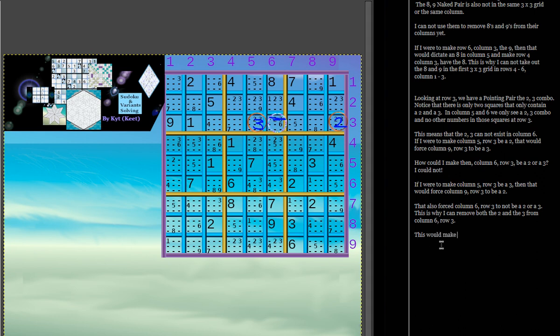This would make this square be a 6, meaning that I could remove 6 from the other squares in the same column, row, and 3 by 3 grid that the 6 is found in.